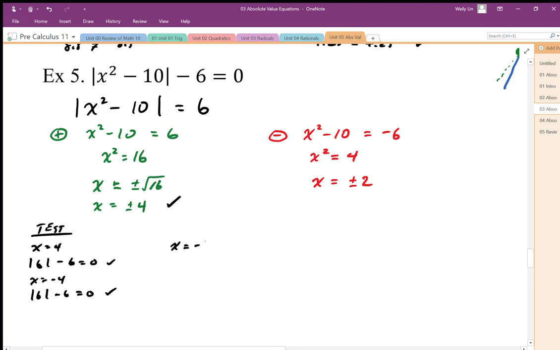Okay, so let's test the negative 2 and positive 2. So let's test x equals 2 first. I get 2 squared minus 10 is negative 6, absolute value 6, minus 6 equals 0. Yep. That's going to give us 6 minus 6. That's okay. And then testing x equals negative 2, well, we can kind of see it's going to do the same thing. Negative 2 squared is 4. Minus 10 is negative 6. Absolute value of negative 6 is positive 6. Minus 6 equals 0. That's good. So in fact, we have 4 perfectly valid solutions.